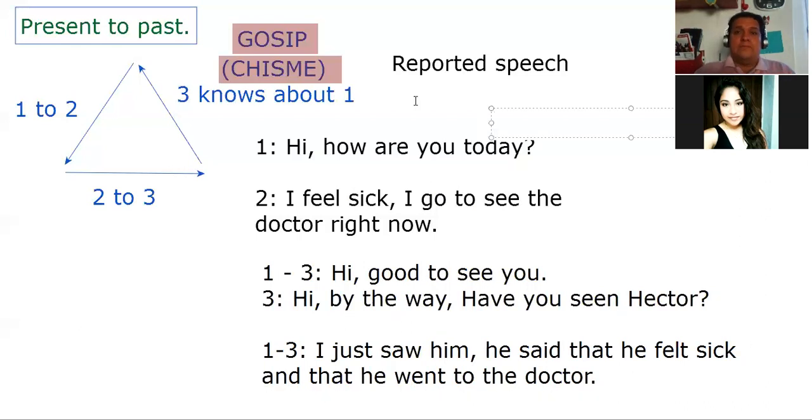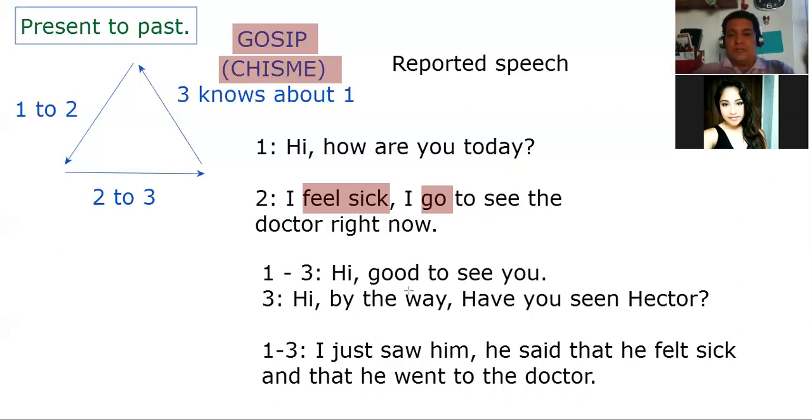So check this out. I'm going to start checking the tenses. We have to pay attention to the tense. So remember, person one found person two, and person two says, here it all begins, I feel sick. I go, I'm just going to say I go. So at that moment, they were speaking in present because the thing happened right there.